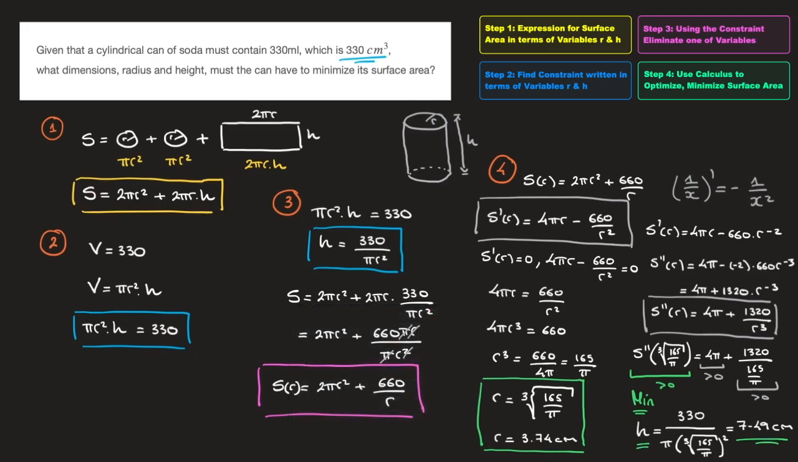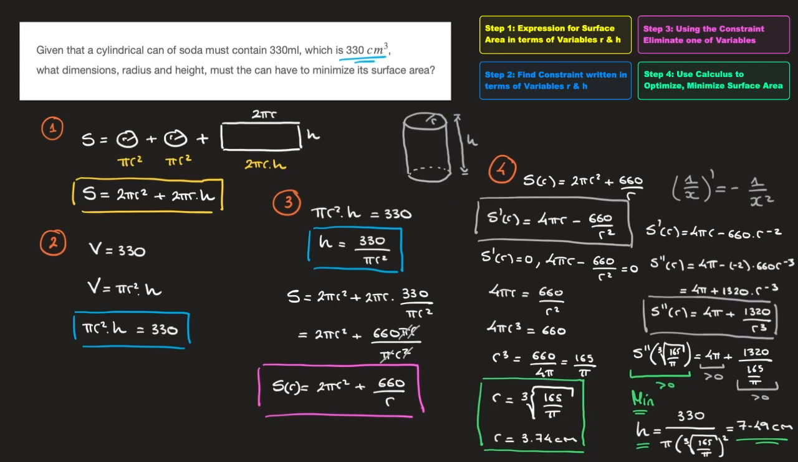We can now state that for this soda can's surface area to be minimized, its radius needs to equal the cubic root of 165 over pi, or 3.74 centimeters, and its height needs to equal 7.49 centimeters. And as such, we've now completed this problem.